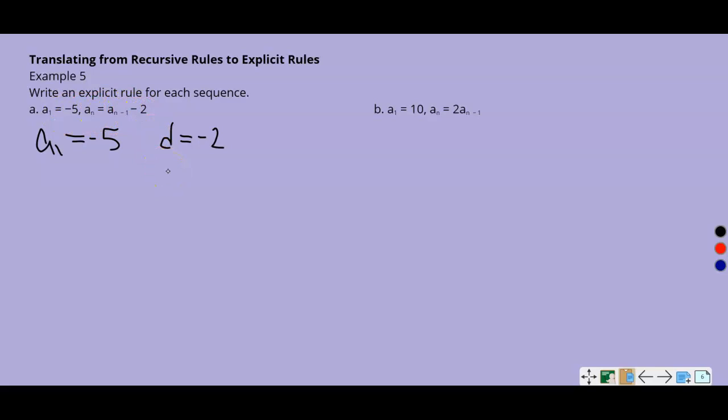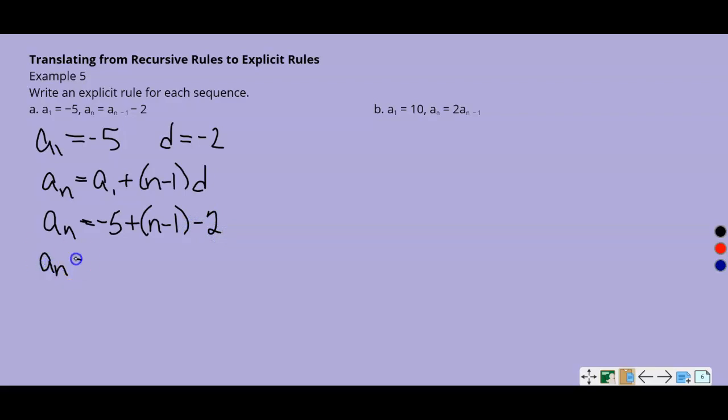So now remember back, the explicit rule, that's the one that they're going to give you on your EOC reference page. So you just have to look at that, and it'll be a sub n equals your first term plus n minus 1 times your common difference. So here we're going to have a sub n. Our first term we identified as -5. And then we've got n minus 1. And our common difference is -2. And we can distribute that -2. We can simplify this a little bit.